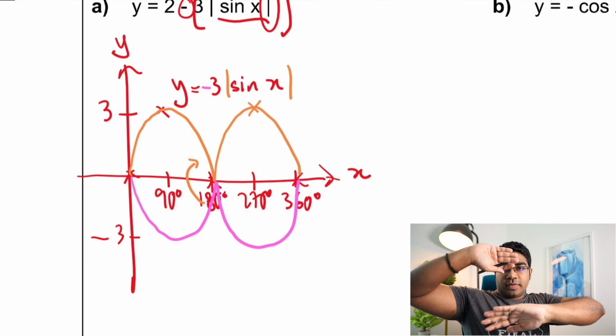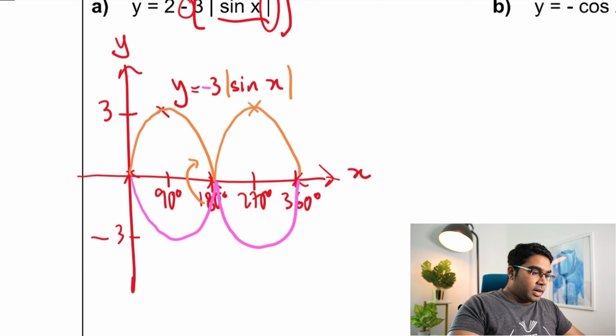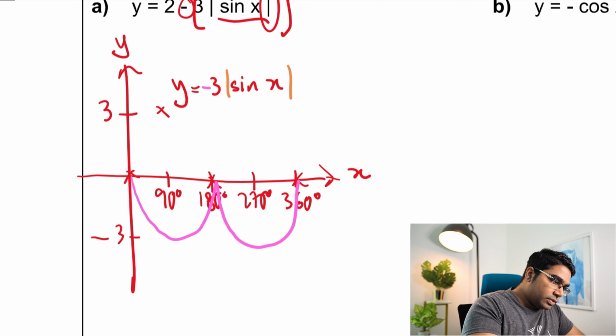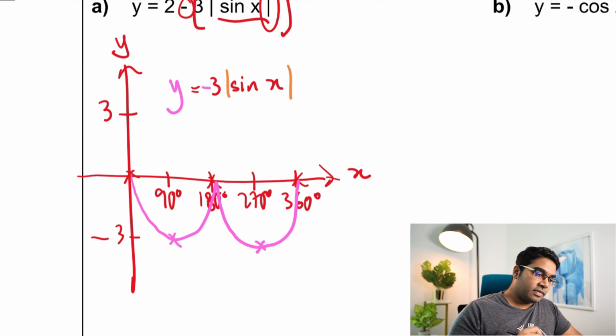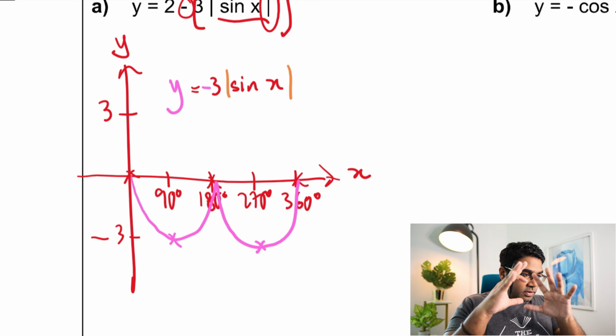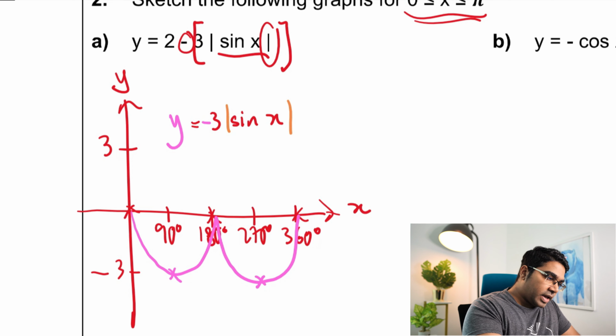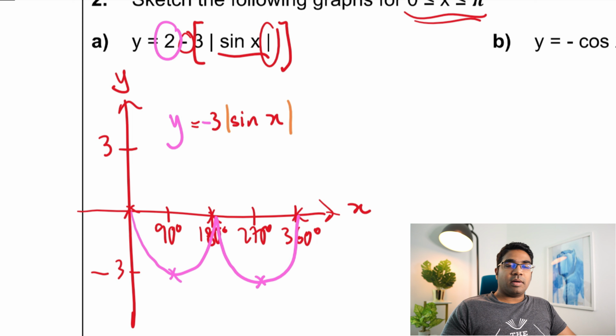So now the whole graph is flipped, and this is our new graph. So again, our values here, we have negative 3 and negative 3. And now we work out even further. The last change that we have here is 2. You see the number 2 here.